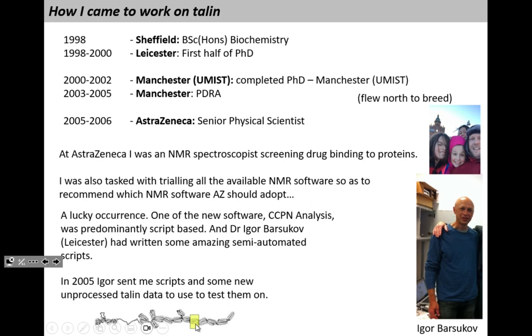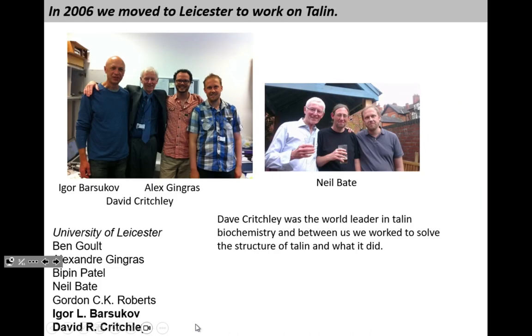So for the last 6 months when I was at AstraZeneca, I was working on this protein talin, and it went really, really well, to the point that Igor said, oh, you should come down to Leicester and work with Dave Critchley on talin. So in 2006, we packed up again, and we moved down to work on talin with Dave Critchley, who's the world leader in talin biochemistry, and formed part of what was a really amazing team. It's what you aim for in your own group. I've tried to name it here. So this is Igor, this is Dave, this is Alex Gingras, and this is Neil Bate.